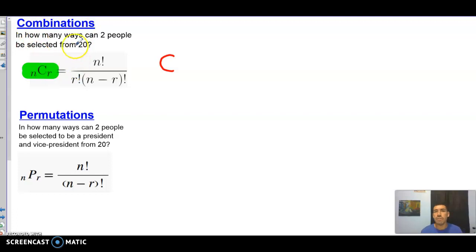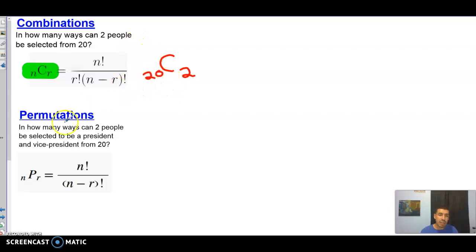So let's review what we did yesterday by beginning with combinations. Let's look at this problem. In how many ways can two people be selected from 20? So again, my formula is n number of items taken r at a time. In other words, the total goes at the beginning. How many total people do I have? 20. How many am I going to choose? 2. Does the order matter? No, it doesn't. It simply tells you pick 2 from 20 people. It never tells you anything about the order, okay?